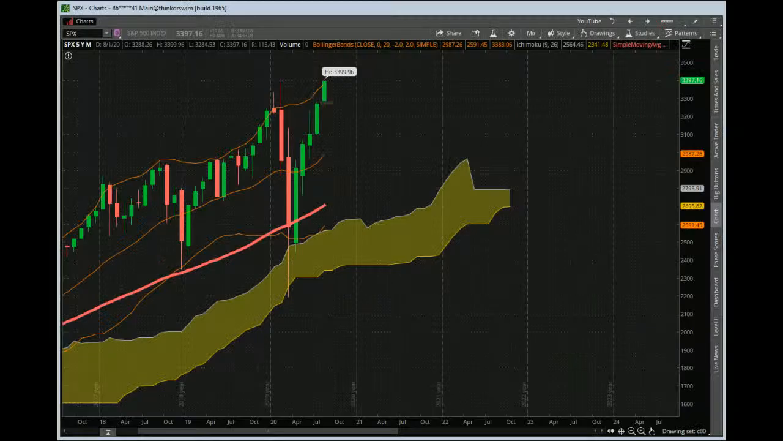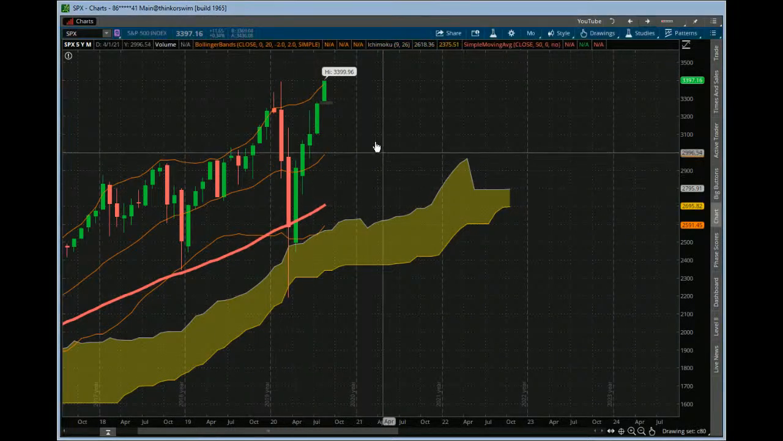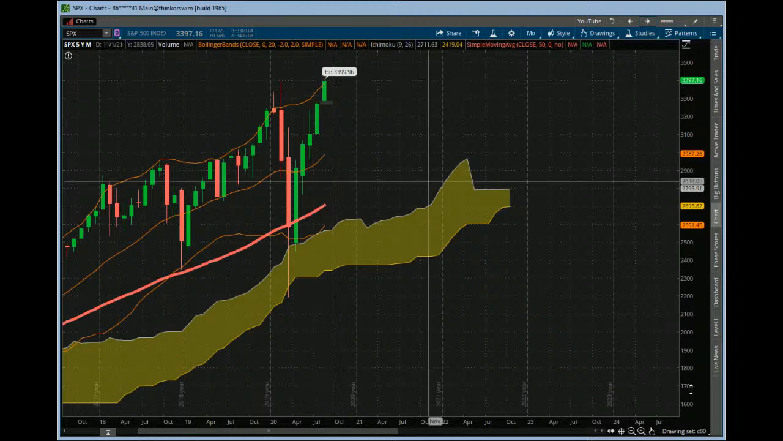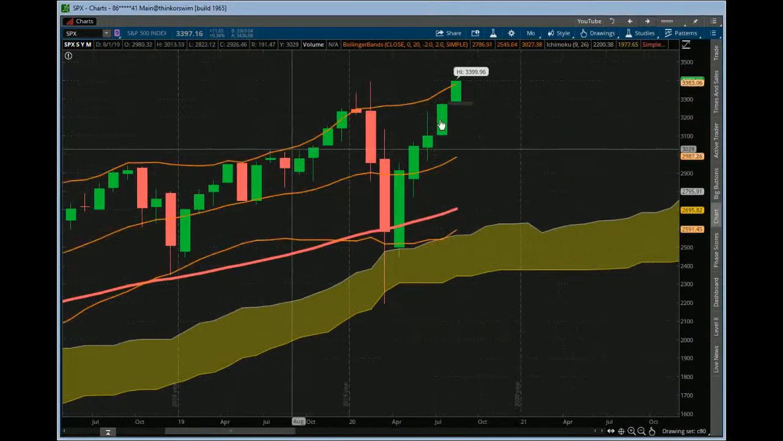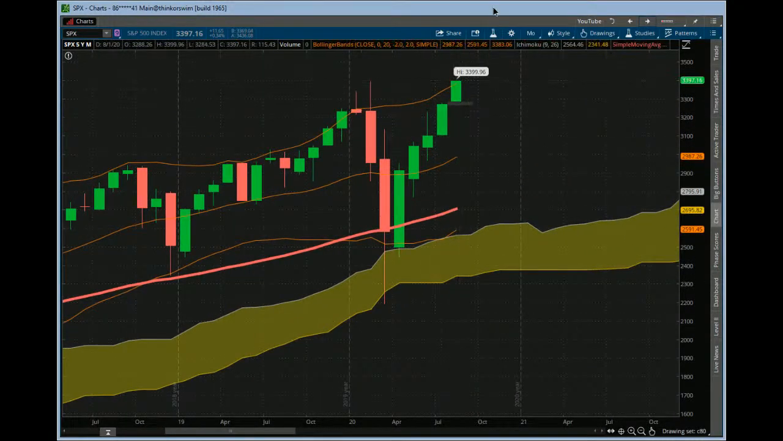So let's get started. SPX, monthly chart, so far the month of August. This is the last full week of August. We have one day next week before September starts, and it's looking pretty interesting. We're up above the upper Bollinger Band here on the monthly chart, strong green candle still.